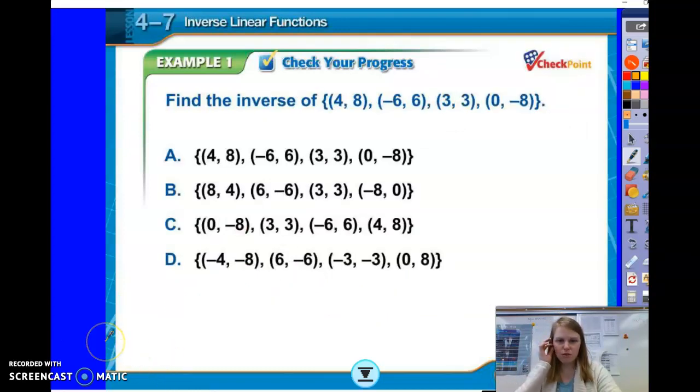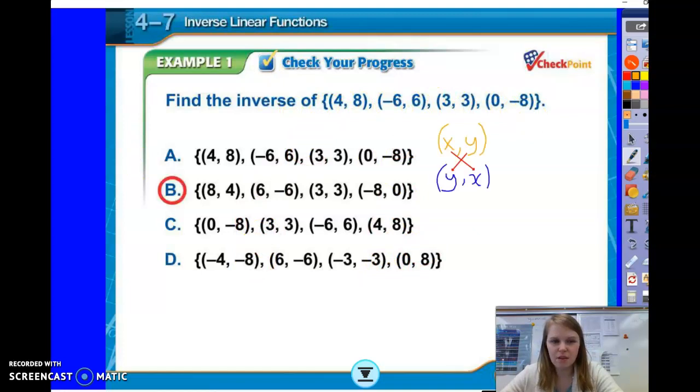So you do this one. Find the inverse. Pause right here. See what you can do. Which one of these is the inverse of this set? When I worked through it, I got B. Again, we're flipping the x and y, and I got B for this one. Let me know if you have questions on this, all right?